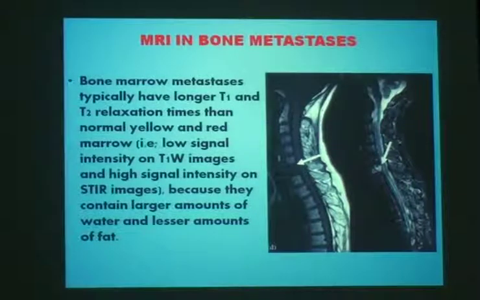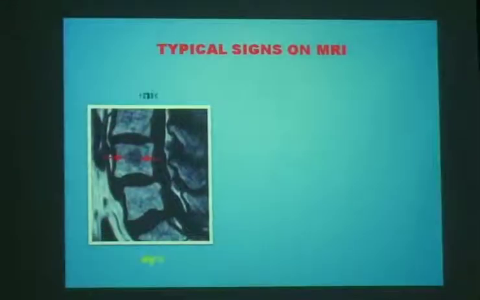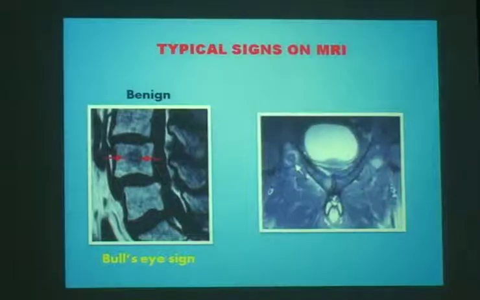Typically, we all know that a typical metastatic lesion would be dark on a T1 weighted image, inhomogeneously bright on a fat suppressed sequence. And then we've got what is known as the halo sign. Okay? Now there is the bullseye sign.